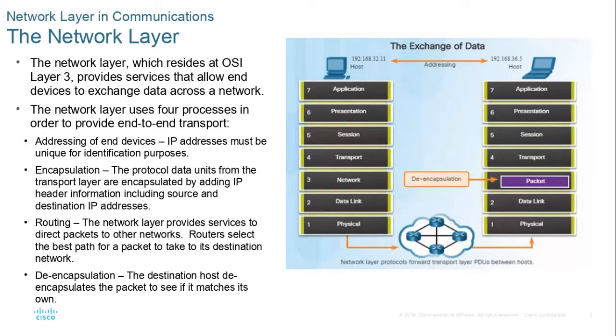And then the routing process is done by the routers that look in their routing table and figure out what's the one best path for this packet to be forwarded to, so they can get to its destination device, the destination network that contains that host device it's trying to talk to, in the most direct way. And then the de-encapsulation process is where the destination host will de-encapsulate the packet and make sure it matches its own address.